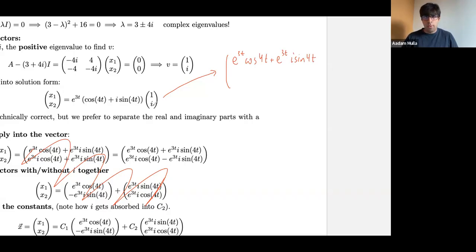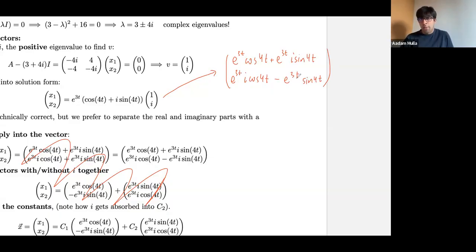Okay, then for the bottom one, remember we also have an i in here. So it's going to be e to the 3t cosine of 4t times i. So I'll put the i in between: e to the 3t times i times cosine of 4t, plus e to the 3t i squared sine of 4t. Okay, that's that. Notice how i squared becomes -1. So I'm going to replace this i squared, and I'm just going to turn plus e to the 3t into minus e to the 3t times sine of 4t. Then group terms with and without i together.